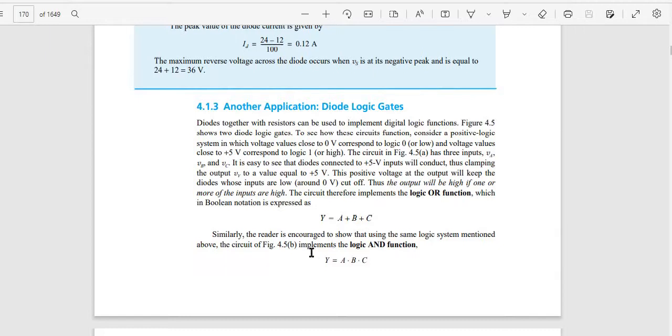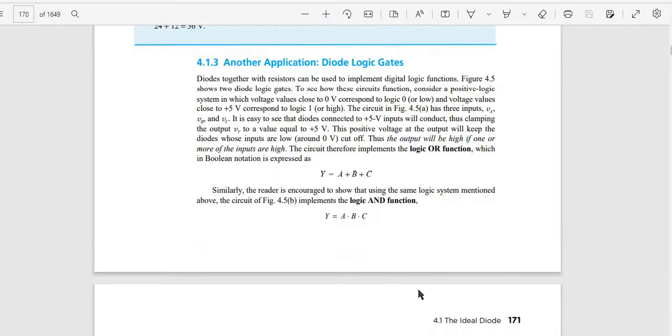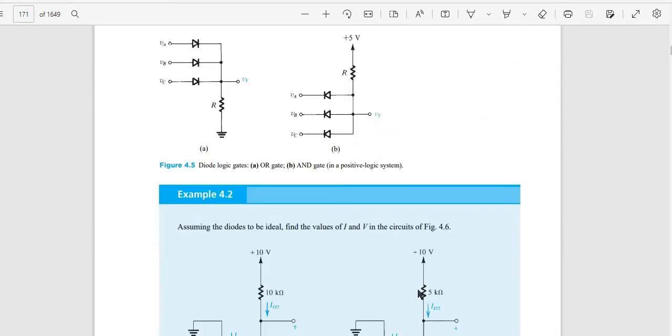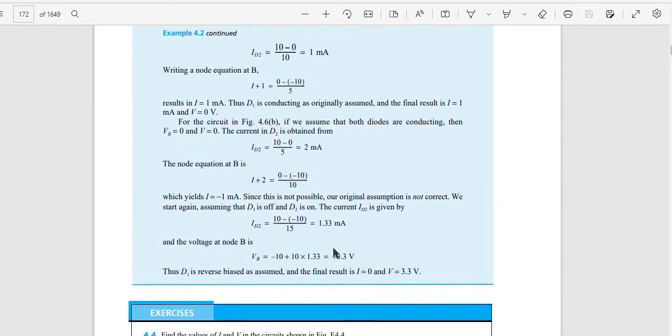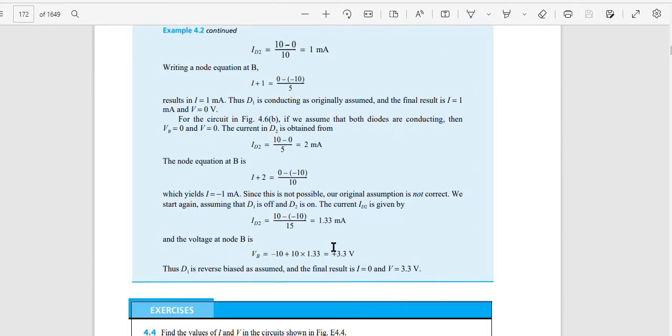The circuit therefore implements the logic OR function, which in Boolean notation is expressed as y = a + b + c. Similarly, the reader is encouraged to show that, using the same logic system mentioned above, the circuit of figure 4.5b implements the logic AND function y = a · b · c. These are the logic gates, OR gate and AND gate. These are examples with solutions.